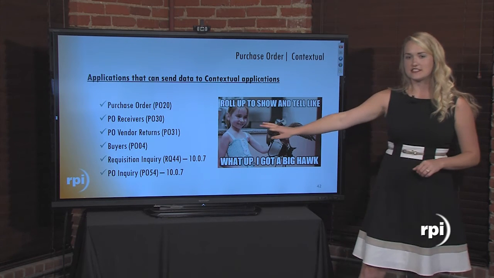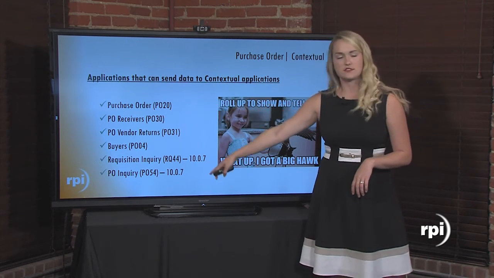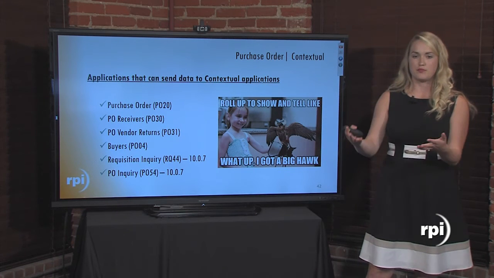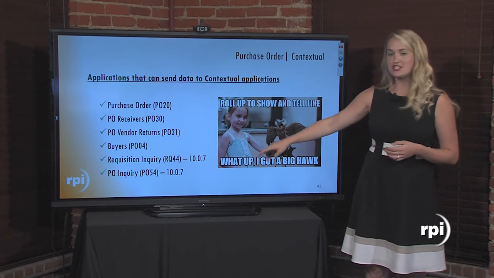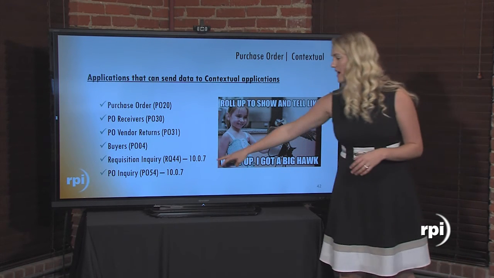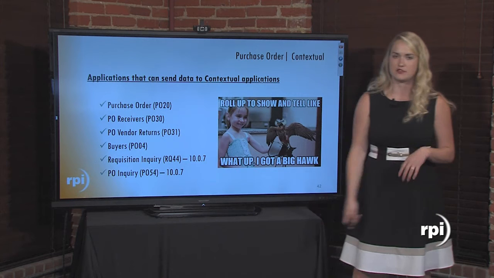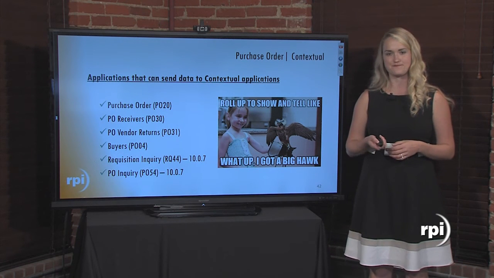And these are just an example of screens that push information to the contextual applications. The two newest ones in the most recent update are actually RQ44 and PO54, so both the RQ and PO inquiries.